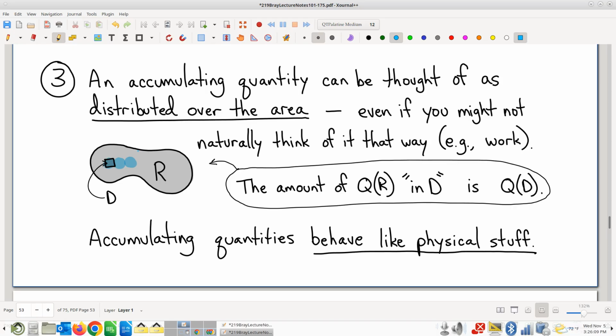Because perimeter is not an accumulating quantity. It does not behave like a substance. But anything that's an accumulating quantity does. So it's just a point of view, and again, you don't have to think about it that way, but there are some really nice benefits of thinking about it that way. I'm going to push that we think of accumulating quantities as substances, even though they aren't, and we're going to reap some nice benefits.